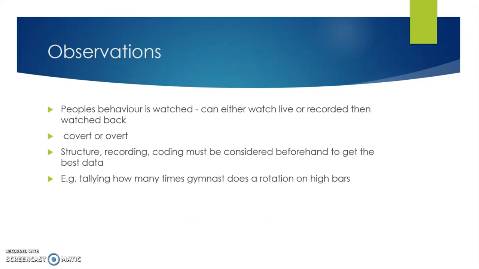So another way of collecting data is by doing observations, which involve watching people's behavior either live or on a recording. And similarly to the observations done when collecting qualitative data, quantitative observations can be either covert or overt. The structure, recording, and coding stages of the observations must be considered beforehand in order for the researcher to get the best data that they possibly can. An example of a quantitative observation would be tallying how many times a gymnast performs a rotation on a high bar routine.